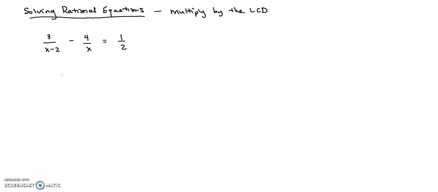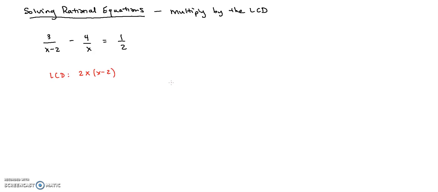So the first thing that we need to do is identify the LCD. So we need the denominator that all of these will go into. We don't need to factor because there's nothing to factor here. So I need a denominator that will have x minus 2, x, and 2. Remember, 2 and x don't have anything in common with x minus 2. x minus 2 only matches with x minus 2. So I'm going to need all of these denominators. I'm going to need a 2, I'm going to need an x, and I'm going to need an x minus 2.